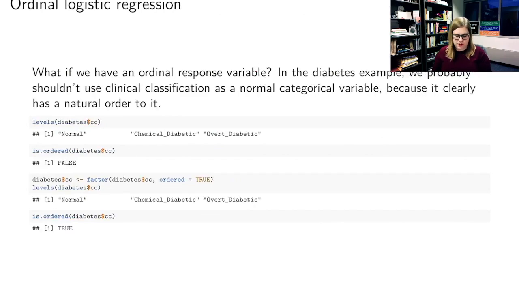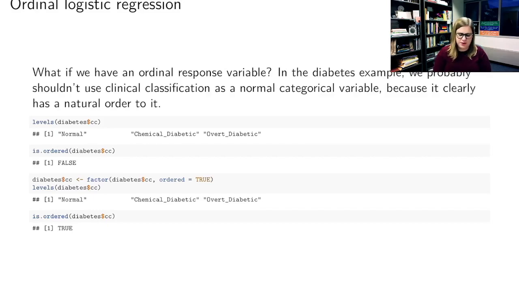Okay, so that was about multinomial logistic regression. But what if we have an ordinal response variable? That is a categorical variable that has a natural ordering to it. So in our diabetes example, we probably shouldn't have used that clinical classification as a normal categorical variable because it has a natural order to it. Doctors usually see people go from being in the normal classification to classifying as having chemical diabetes, and then if their diabetes gets more severe, then that's called an overt diabetic. And so probably we shouldn't have used multinomial logistic regression, we should use ordinal logistic regression.